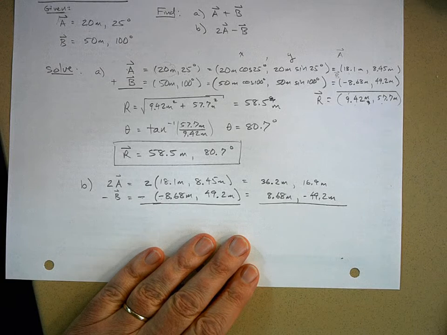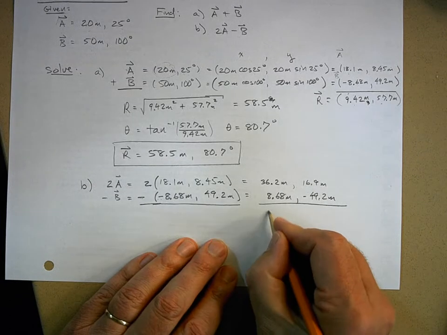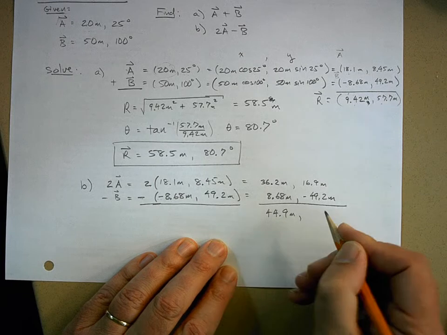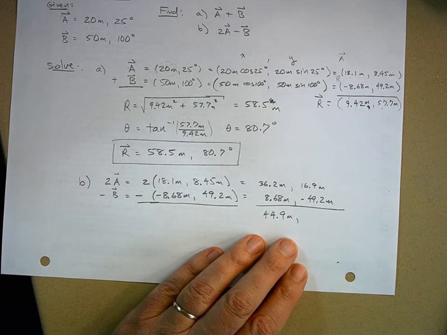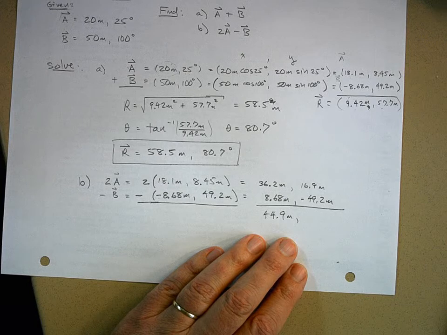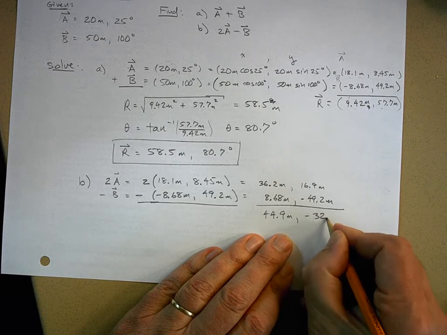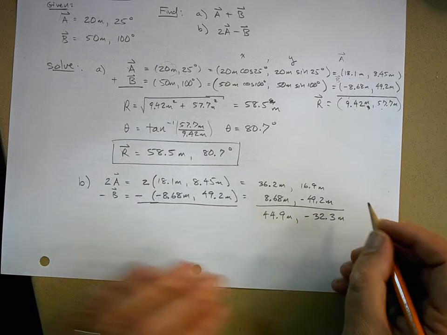And now we can do it. So 36.2 plus 8.68 equals 44.9 meters, and 16.9 minus 49.2 equals negative 32.3 meters.